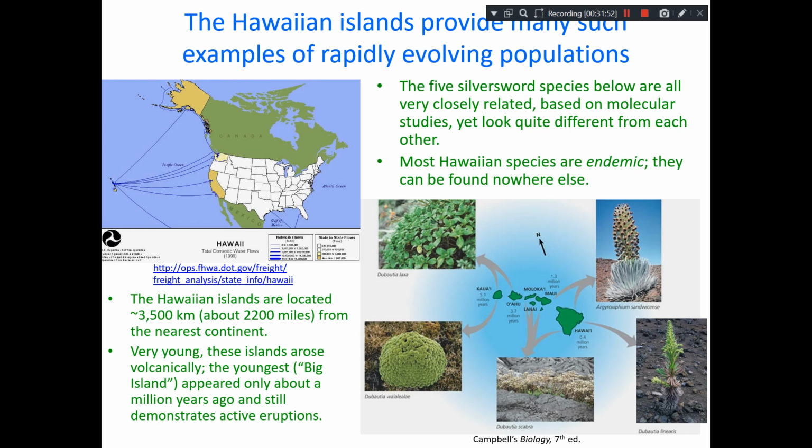Most Hawaiian species are endemic and they can be found nowhere else. See, this is one, this is another one, this one, the fourth and the fifth one, the last one. These Hawaiian islands are located something like 3,500 kilometers from the nearest continent. And of course, these islands are very young. They have been created by volcanic eruption. They might have appeared some millions of years ago. But still they show adaptive radiations.